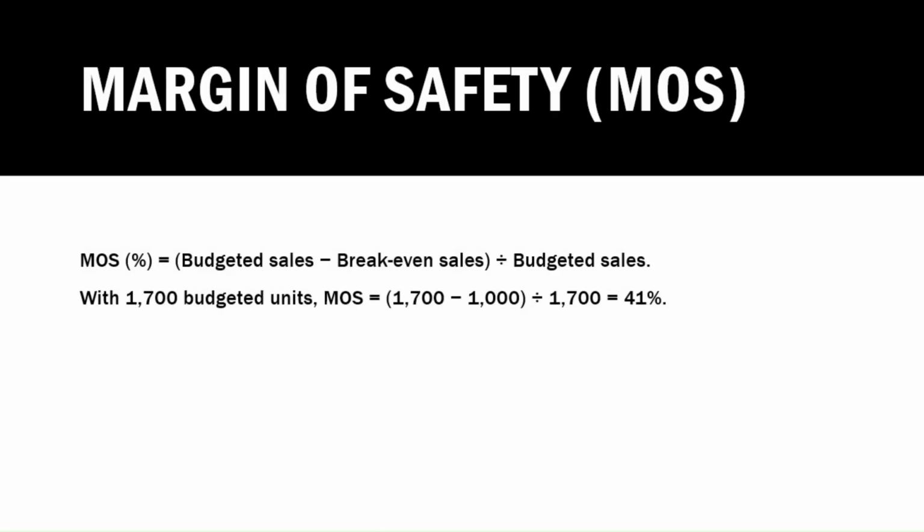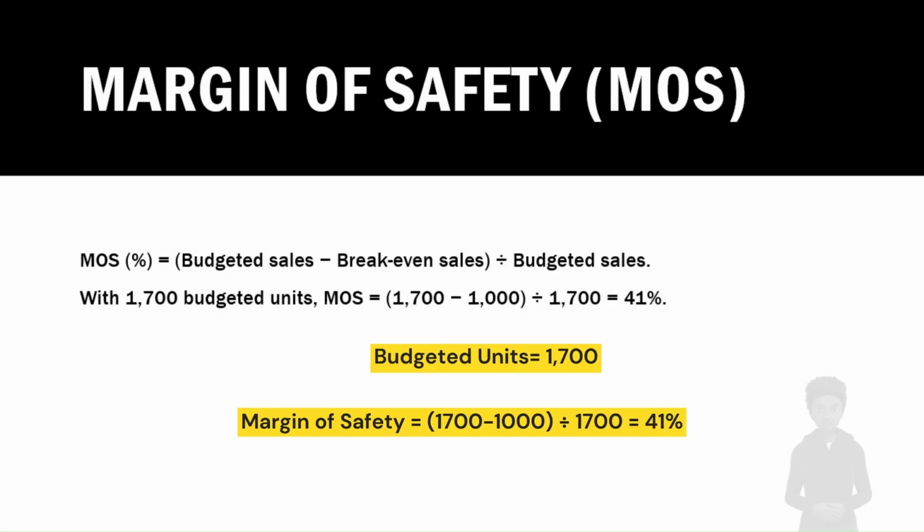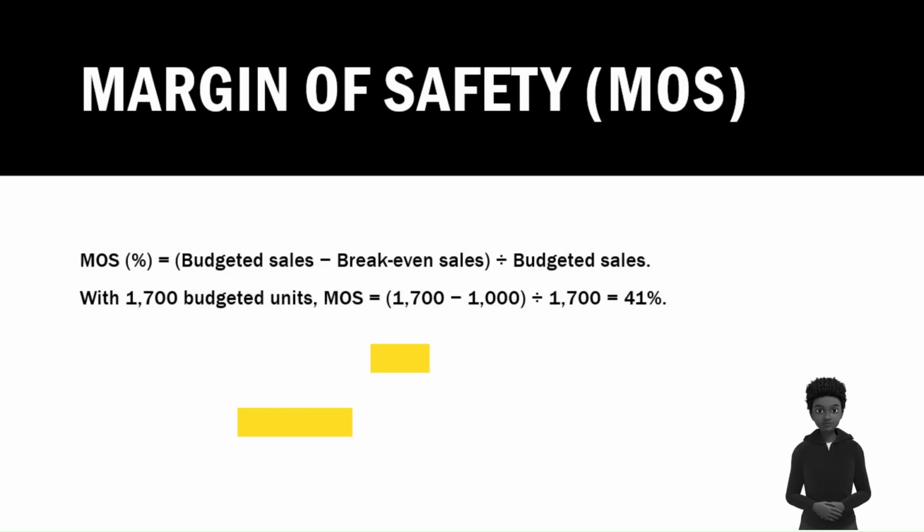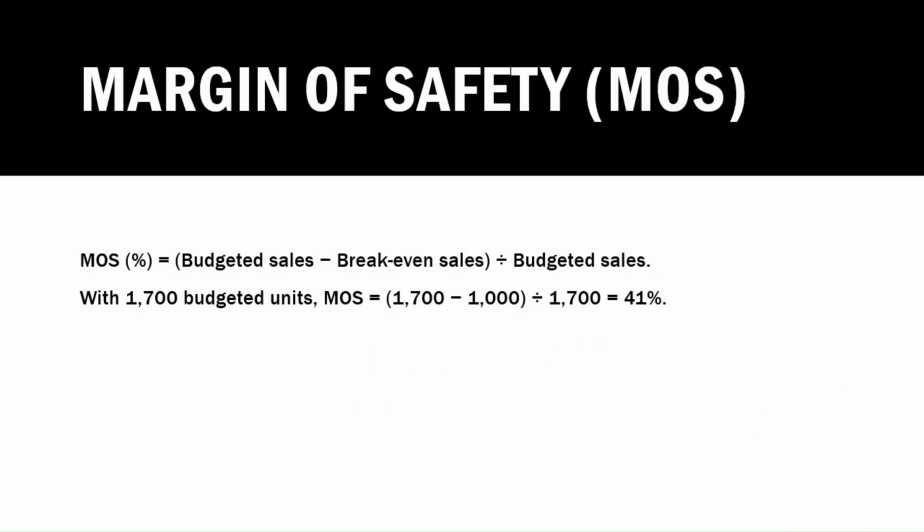Margin of safety. Margin of safety shows how much sales can fall before the business goes into loss. Formula: margin of safety equals budgeted sales less break-even sales divided by budgeted sales. In our example, 1,700 minus 1,000 divided by 1,700 equals 41%. This means sales could drop by 41% before losses occur. The higher the margin of safety, the lower the risk. It's a great indicator of stability.